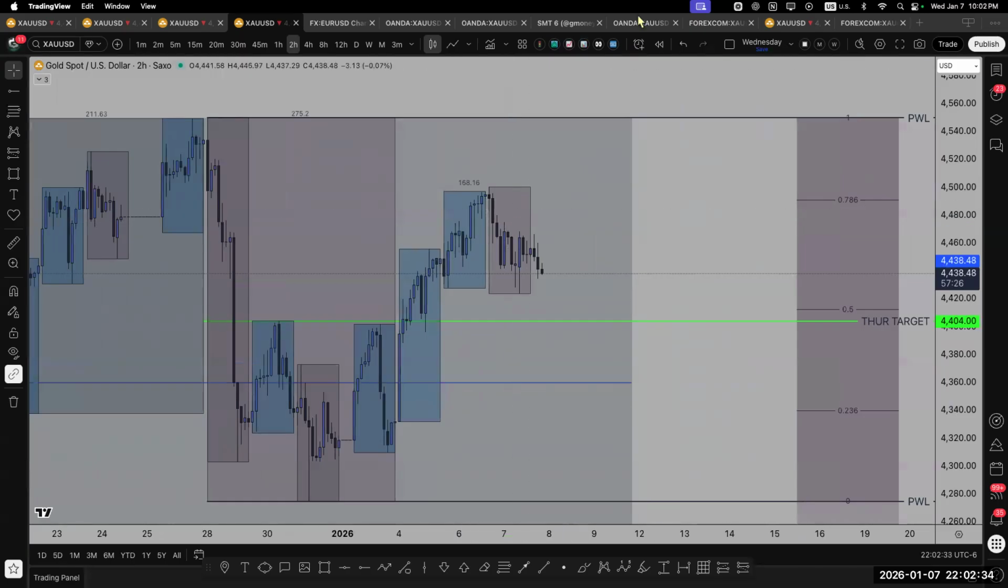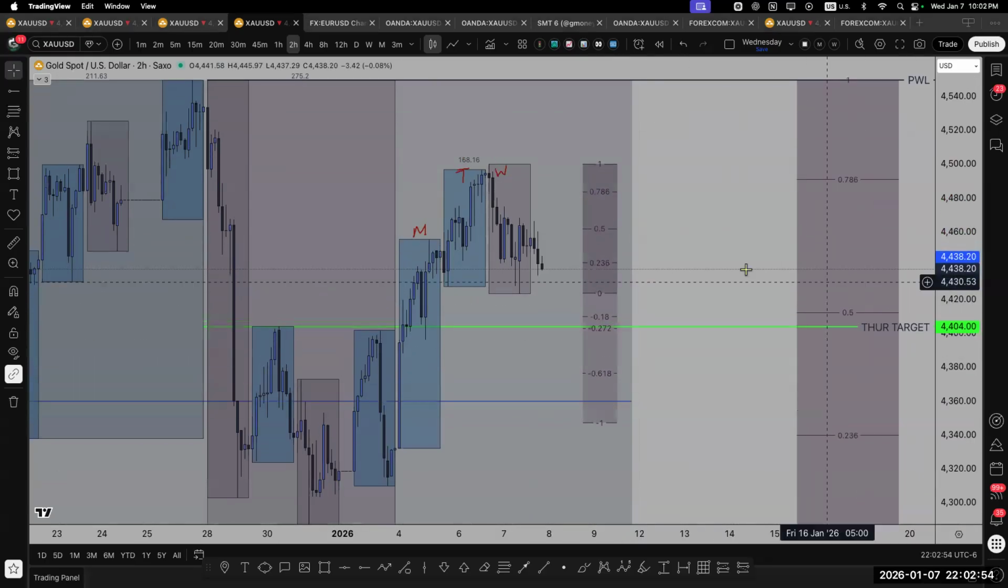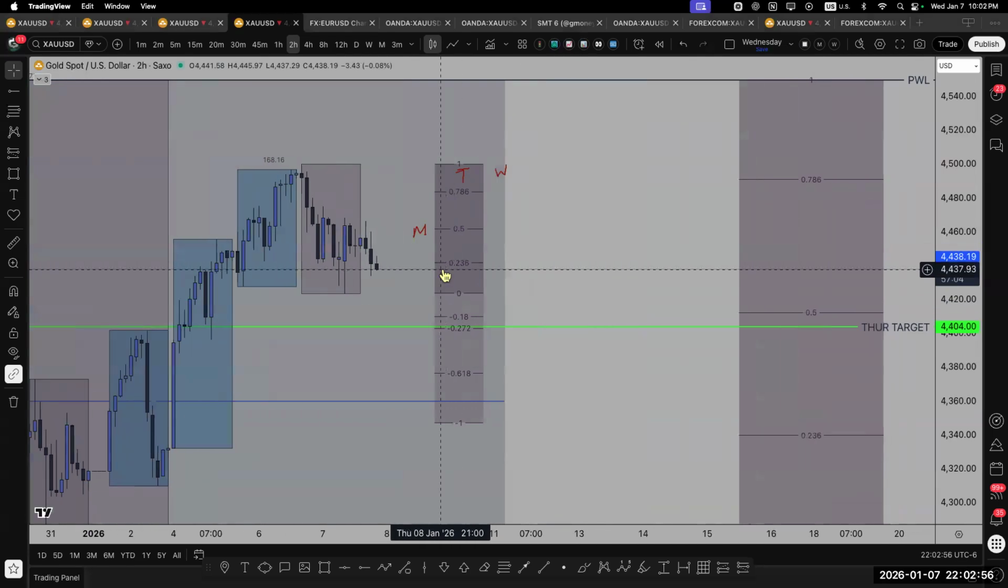So now let's take it down one more notch and focus in on Wednesday's candlestick. Remember, this is Monday's price range. This is Tuesday's price range. And then this is Wednesday's price range, which is Wednesday's candlestick, right? So simply we just measure Wednesday's candlestick from high to low.